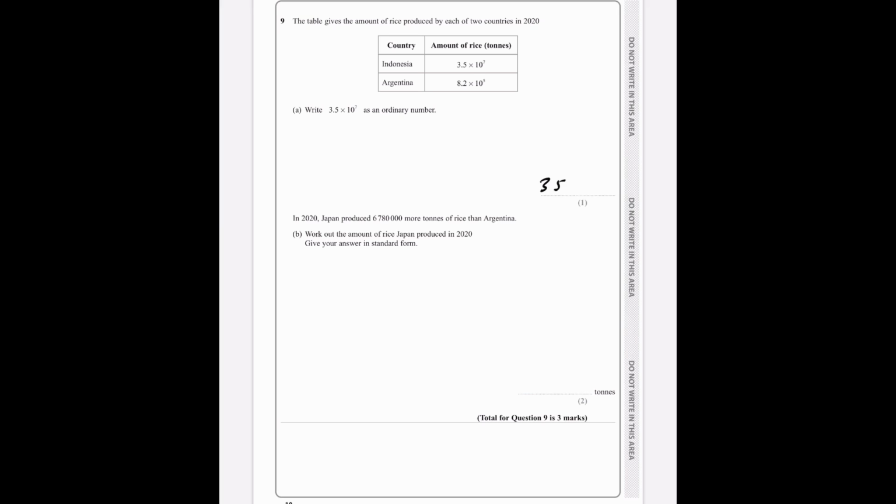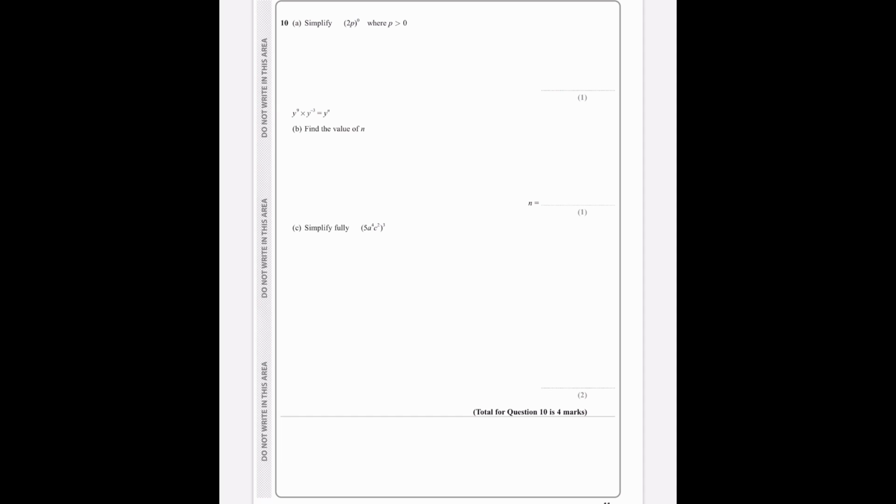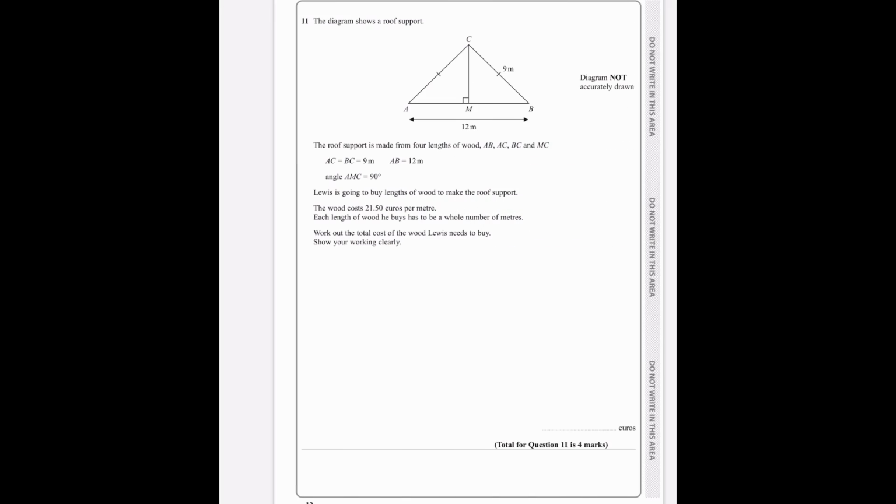Question 9. Standard form, 35 million for the first one, and then the second one we're adding together 8.2 times 10 to the 5 to 6.78 times 10 to the 6. You can play about with that if you want to, or you can just carry out the calculation. Either way, it's 7.6 times 10 to the 6 is the correct answer. 10a, anything to the power of 0 is 1, so just write that one down. 9 minus 3 is 6, so n is 6. And then simplifying fully, 125, a to the 12, c to the 6.